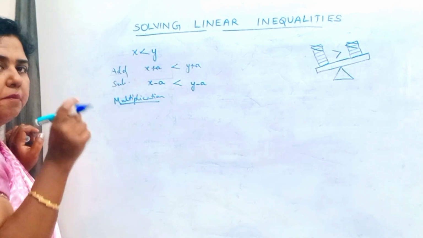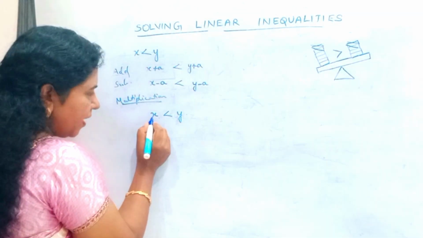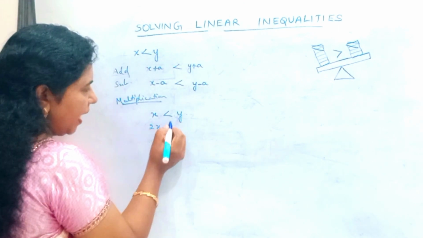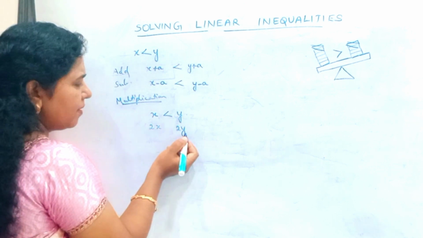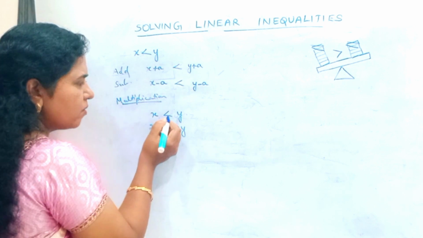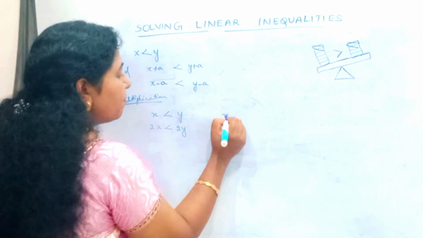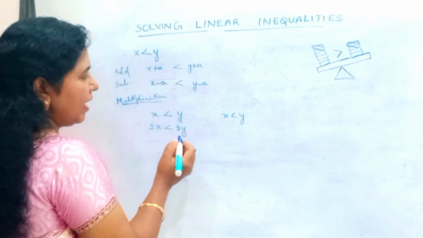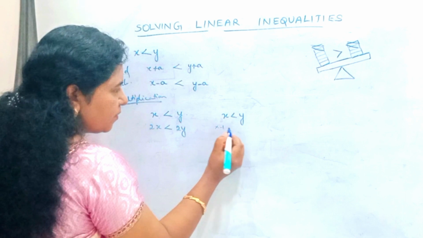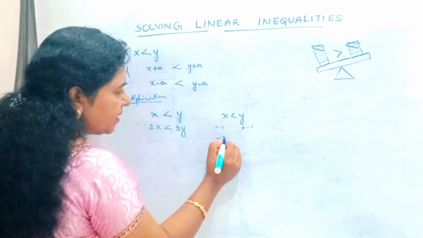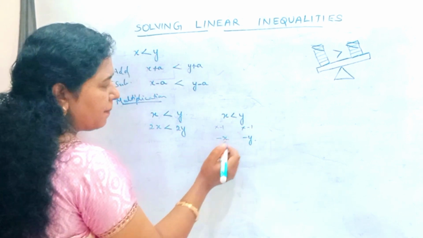Now coming to multiplication, we have to be careful about the sign of the number we are going to multiply. For example, if you have x less than y, and I multiply x by 2 and y also by 2, I am multiplying the same value on both the sides, so there is going to be no change in the sign of inequality. But if I multiply a negative value, for example, if I multiply the left hand side by minus 1 and the right hand side by minus 1, it becomes minus x on the left and minus y on the right, and we have to see what happens to the sign.